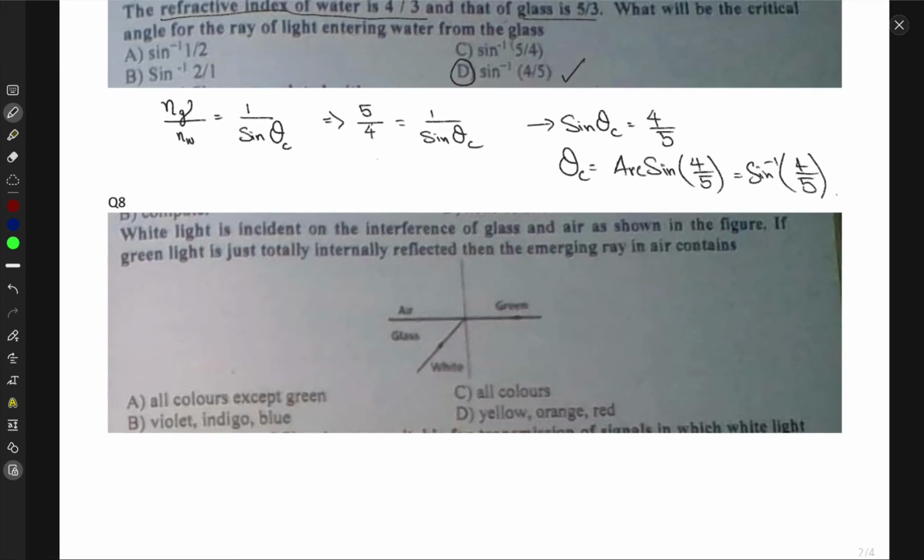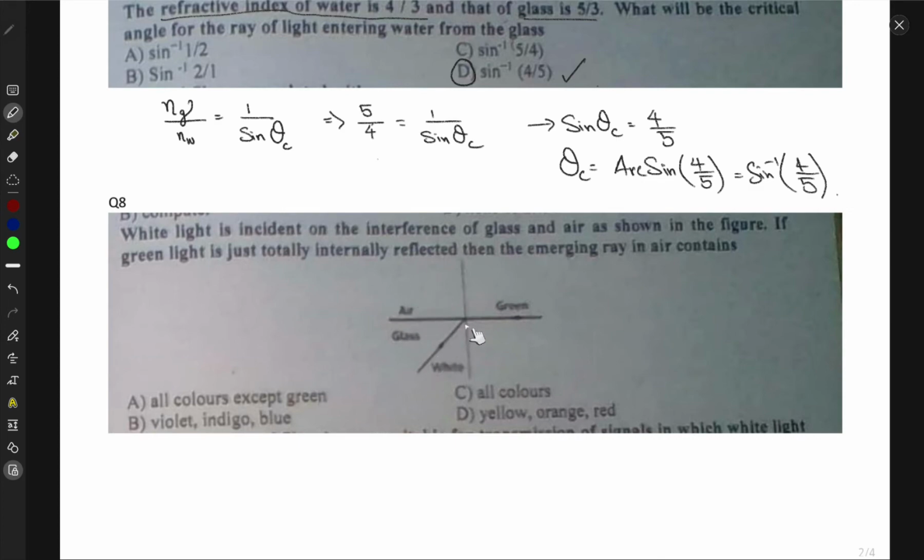All right, so let's move on to question number 8. Question number 8 reads: white light is incident on the interface of glass and air, as shown in the figure. So we can see that this is the white light, and here we have a glass placed like this, and on the opposite side of the glass it's just air.